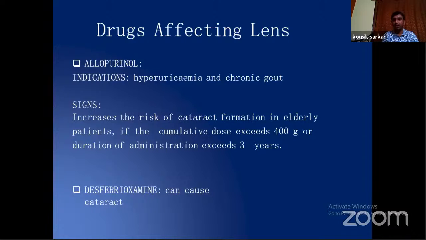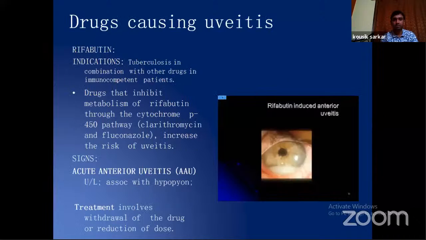Desferrioxamine, a well-known iron chelating agent, can also cause cataract formation. Now coming to drugs causing intraocular inflammation like uveitis: rifabutin. It is an anti-tubercular drug which is usually used in combination with other drugs in immunocompetent patients. It is said that drugs that inhibit the metabolism of this drug through the cytochrome P450 pathway increase the risk of uveitis, like clarithromycin and fluconazole.